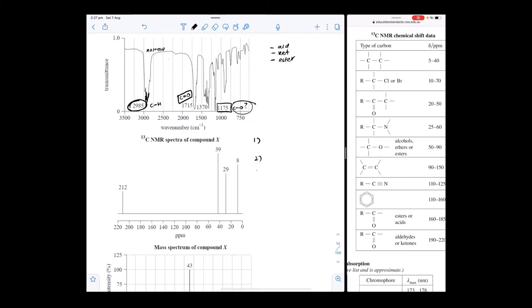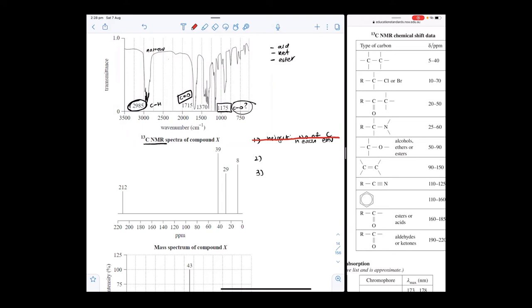Sheldon, what were the three things any NMR graph can tell you? What does the height of the peak tell you? The number of hydrogens. But in this case, since we're looking at carbon, the number of carbons in each environment. But this is the one thing I want you all to remember. This is the one weakness of carbon-13 NMR. The height doesn't really correlate to anything.